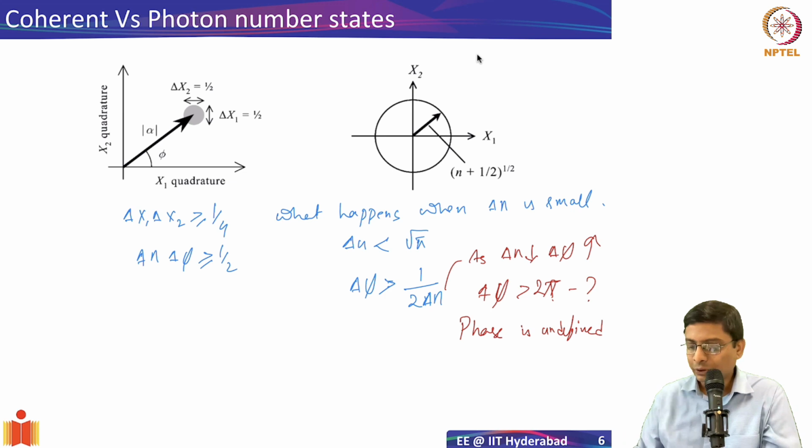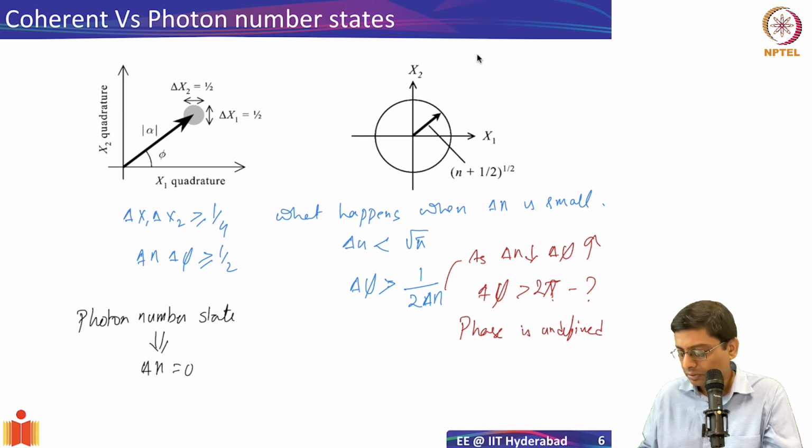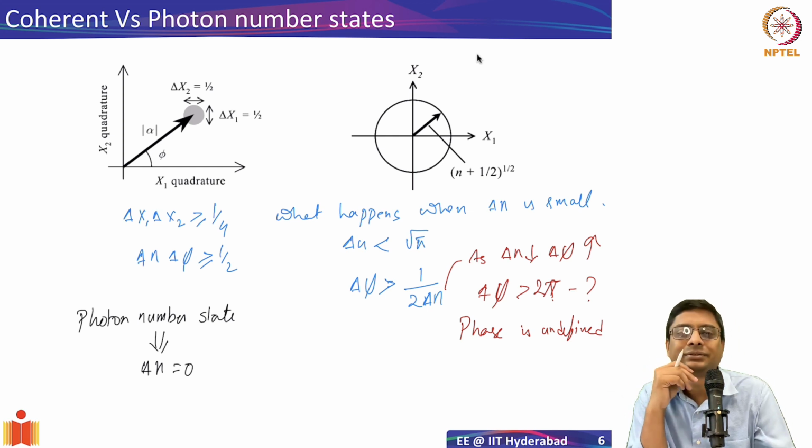Okay. So photon number state is basically something that implies delta n is 0. Can you think of a situation where delta n equal to 0? Delta n is 0.